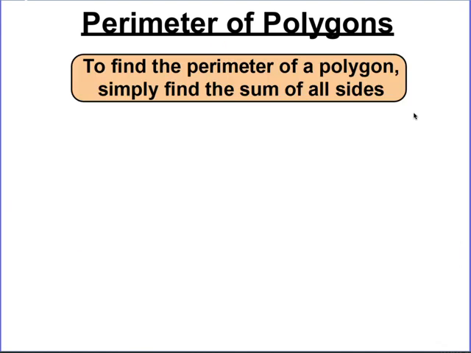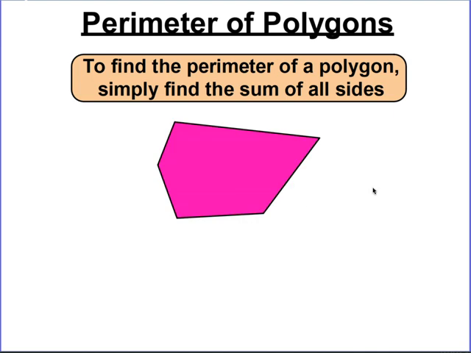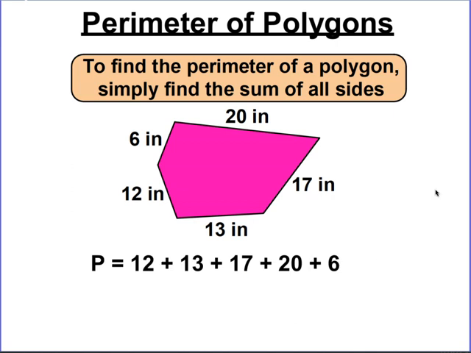Okay? So, to find the perimeter of any other polygon, find the sum of all of its sides. You don't have formulas on your formula sheet for all the polygons, you just have rectangles. So, if I give you a pentagon like this one, and I give you side measurements, you can just add all those measurements together to get an answer.